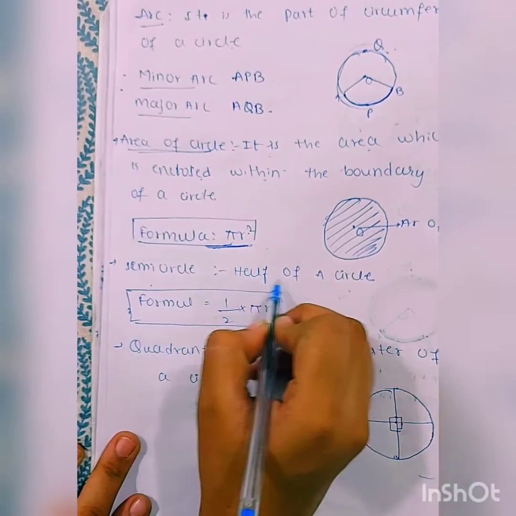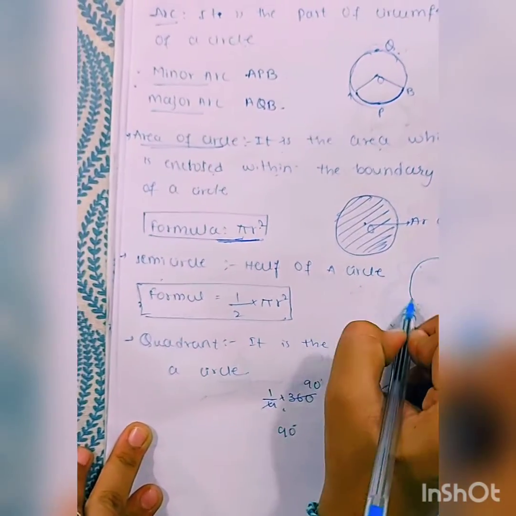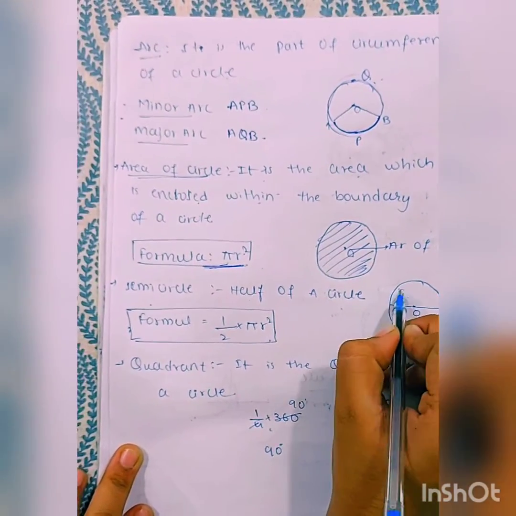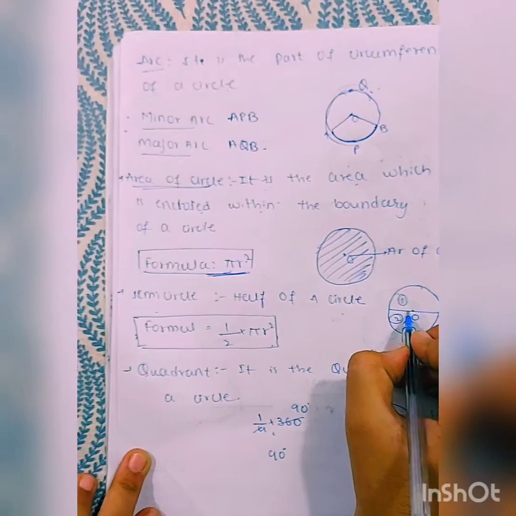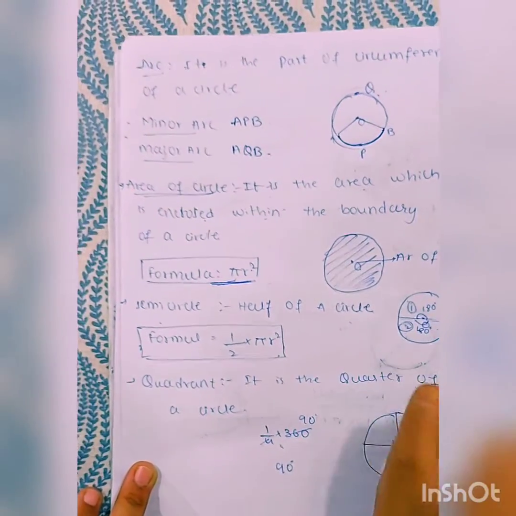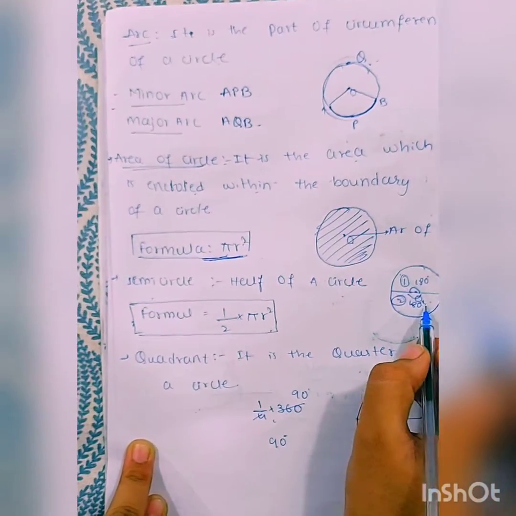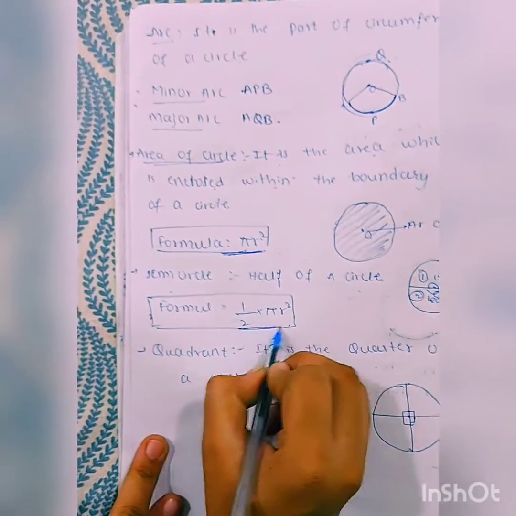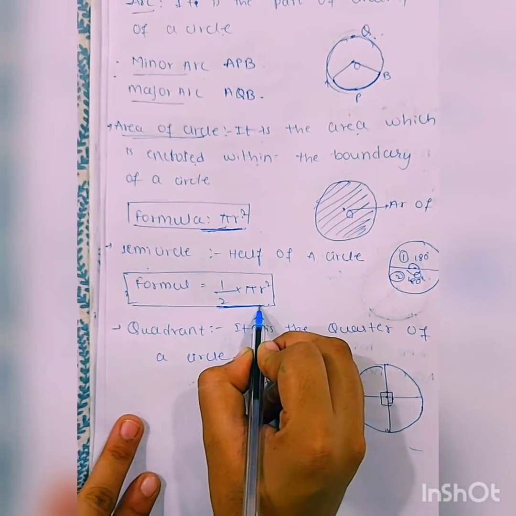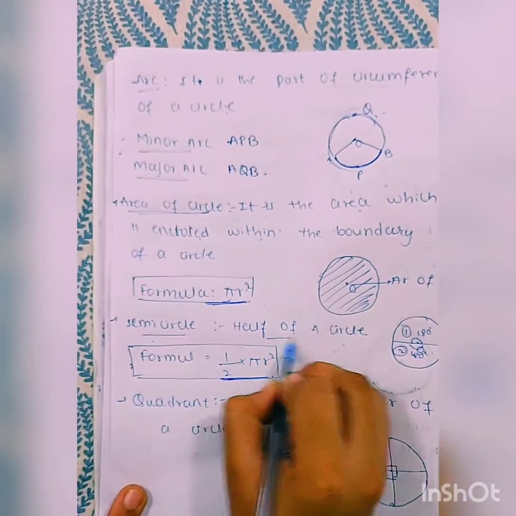Semicircle. Half of a circle is called a semicircle, and we have two semicircles in a single circle, and the angle is 180 degree and both constitute 360 degree, which is a full circle. The formula to find the area of semicircle is half into pi r square. Half because semicircle is half of a circle.